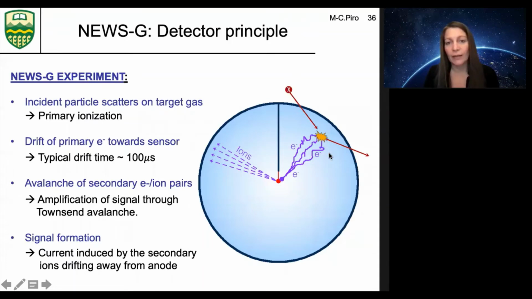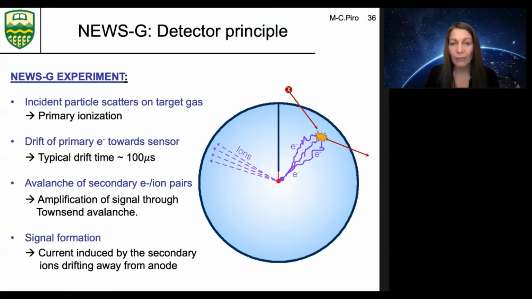here a WIMP interacting with a gas molecule, and you have a primary ionization, where you have a creation of a lot of electrons that, because of the high voltage, drift toward the sensor here. And in the vicinity of the sensor, what happens is that you have an amplification of the signal. And the signal formation is created by the current induced by the secondary ions here, drifting away from the anode.